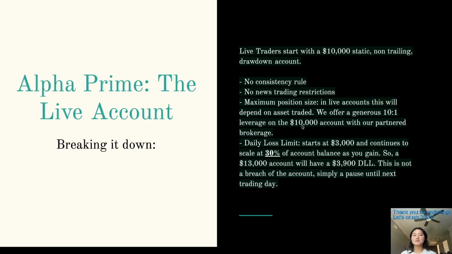When it comes to the max position size, this will depend on which instrument you're trading, but they do offer a 10-to-1 leverage on your 10K accounts. And then finally, the daily loss limit is actually higher. It starts at $3,000 and then it continues to scale at 30% of whatever your account balance is as you start to grow it. As an example, a $13,000 live account will have a $3,900 daily loss limit. As you increase your live account from $13,000 to $20,000, your daily loss limit will increase and become 30% of that.